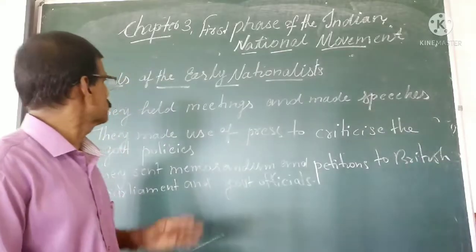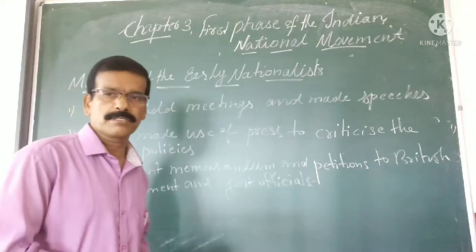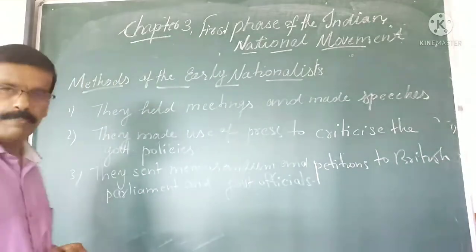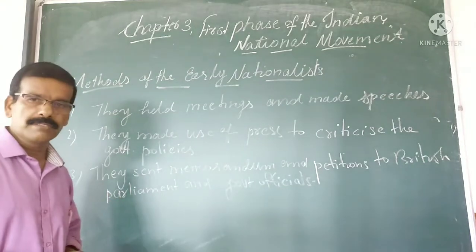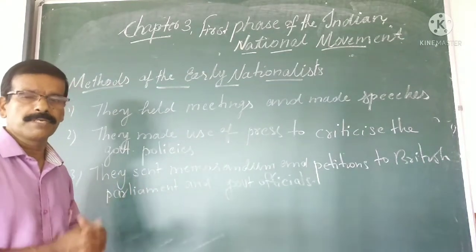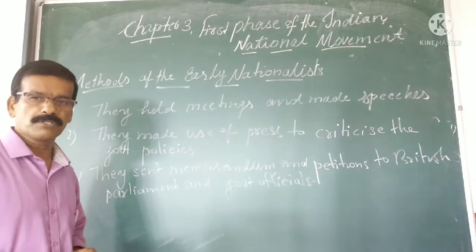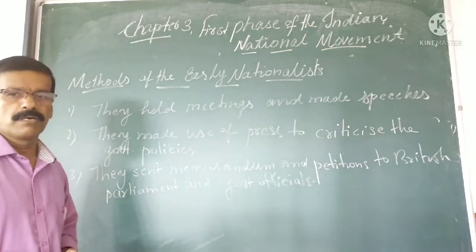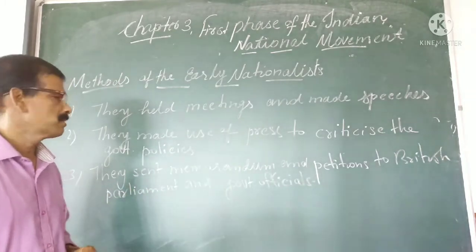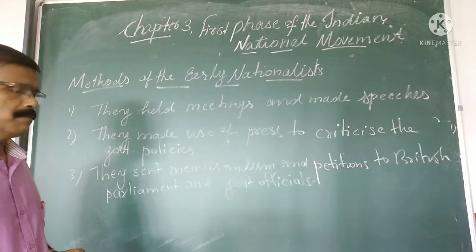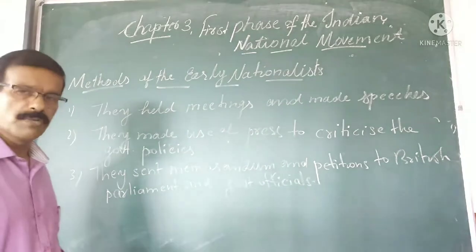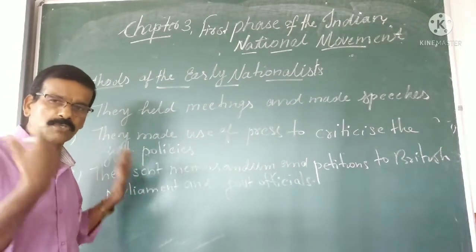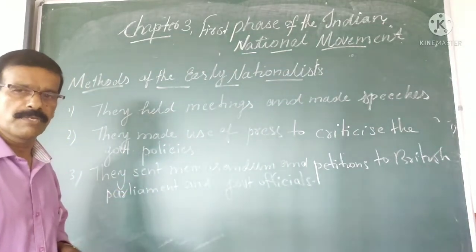Let us see the methods of the early nationalists. So here, a total of three points are there. First, they held meetings, speeches were made, and resolutions were passed on important topics and sent to the government. And another point is that they made use of the press to criticize the government policies, or they used the newspapers to criticize the government policies.